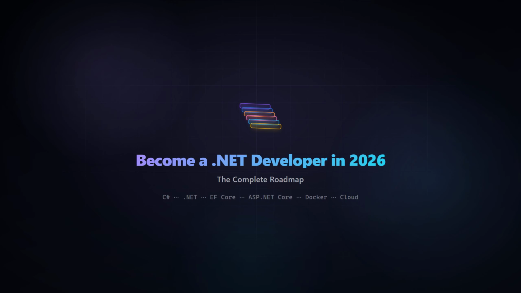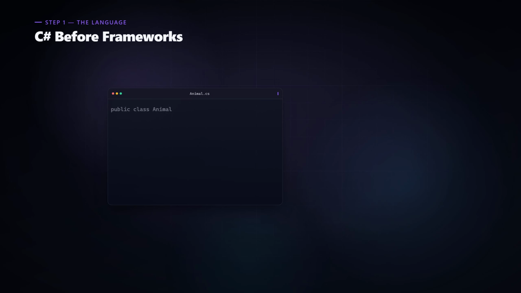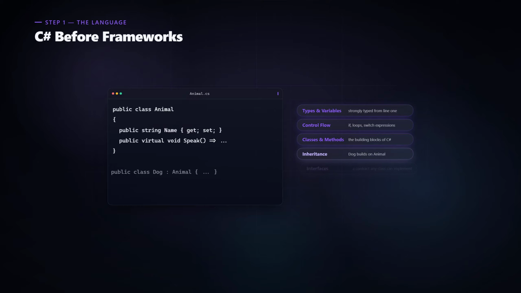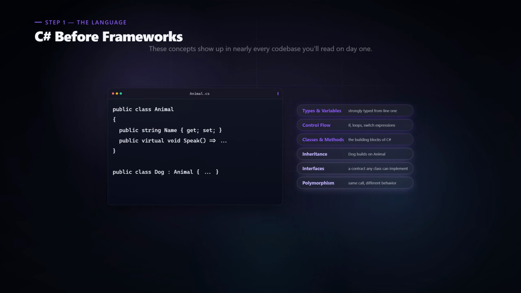Everything starts with C# itself, not with frameworks. Learn variables, types, control flow, methods, and classes before you touch a single web framework. C# is strongly typed and object-oriented at its core, so concepts like inheritance, interfaces, and polymorphism aren't optional trivia. They show up in nearly every real codebase you'll read on day one of a job.